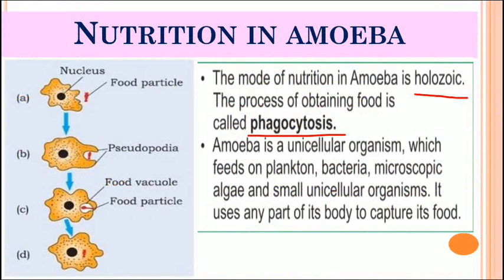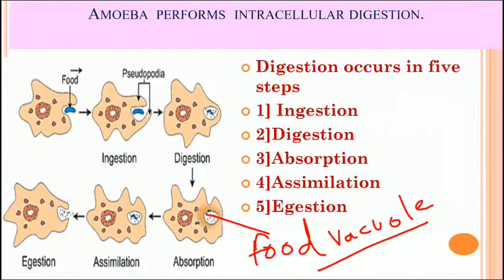Now the nutrition also involves the following 5 steps. They are ingestion, digestion, absorption, assimilation, and egestion. Now one by one we will take up. Ingestion involves taking in of food.